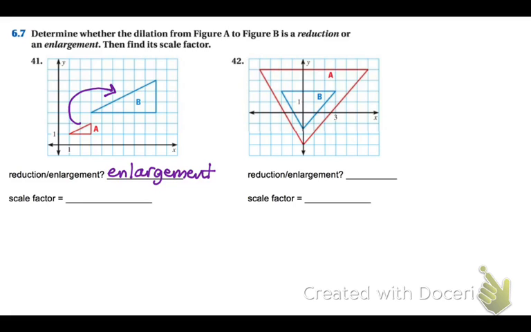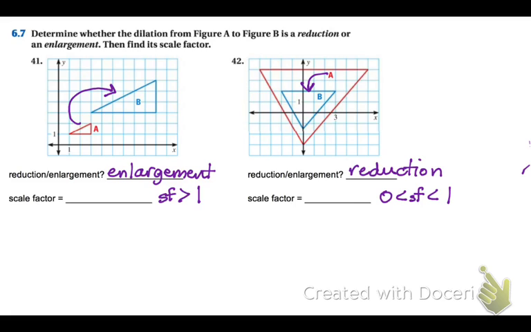Now looking at 42 for a minute, again, we're looking from figure A to figure B. A is a lot bigger and B is smaller, so we're looking at a reduction here. We know that if it's an enlargement, the scale factor is going to be greater than 1. And if it's a reduction, the scale factor is going to be between 0 and 1. It's going to be a fraction.